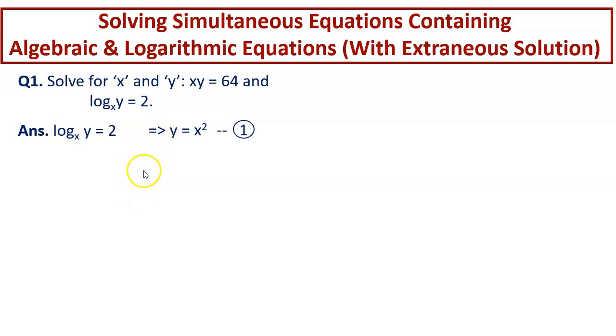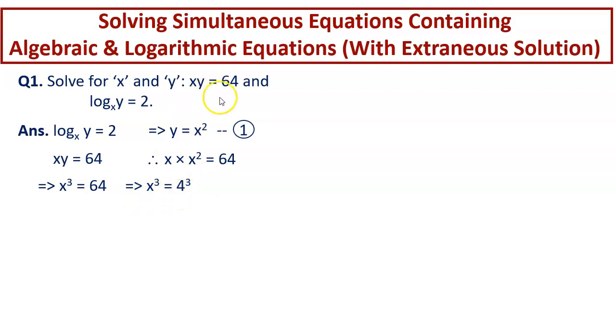Next, I take up the algebraic equation x times y is equal to 64, and I substitute x square in place of y. So the equation becomes x times x to the power of 2 equal to 64, that is x cubed or x to the power of 3 equal to 64, and 64 equal to 4 to the power of 3. You are getting exactly this form.